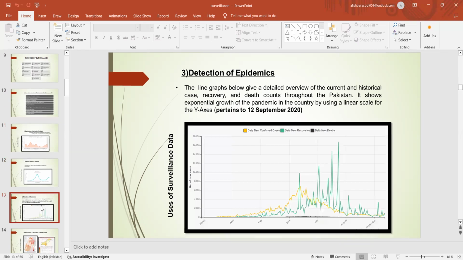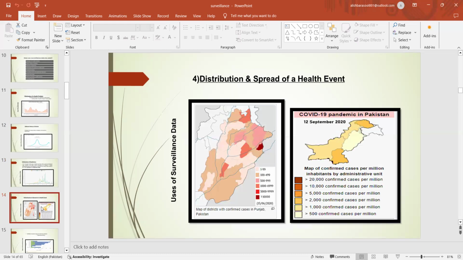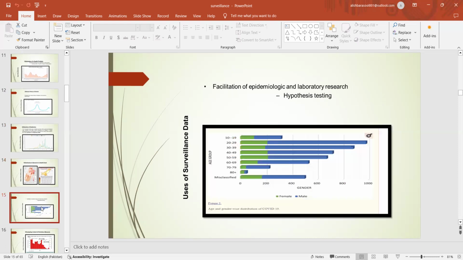Third is the detection of epidemics. The line graphs below give a detailed overview of the current and historical case, recovery, and death counts throughout Pakistan. It shows the exponential growth of the pandemic in the country by using a linear scale for the y-axis. It's also used for the distribution and spread of a health event.